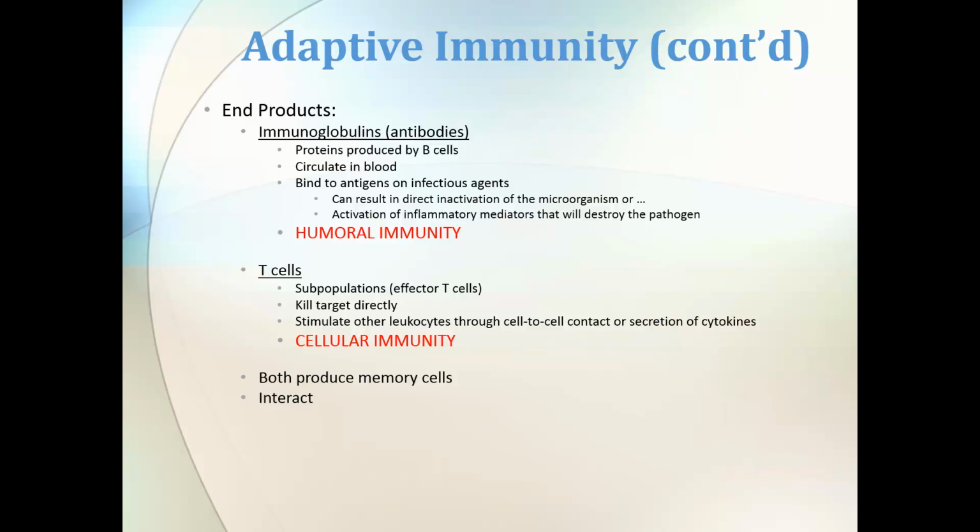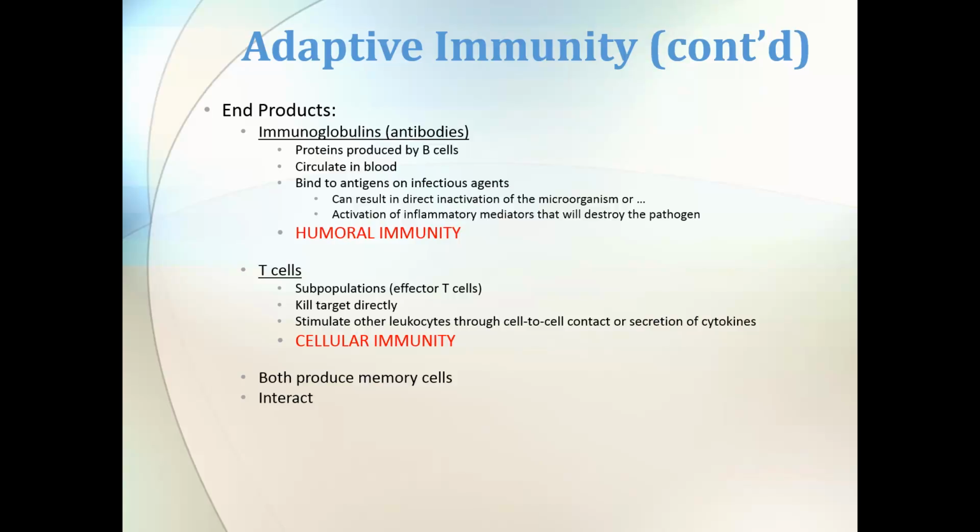So the end products. Let's talk more specifically about those. The first one I mentioned is immune globulins, or antibodies. These are produced by B cells, as I mentioned. They constantly circulate in our blood, and the way they work is that they bind to the antigen on the infectious agent.